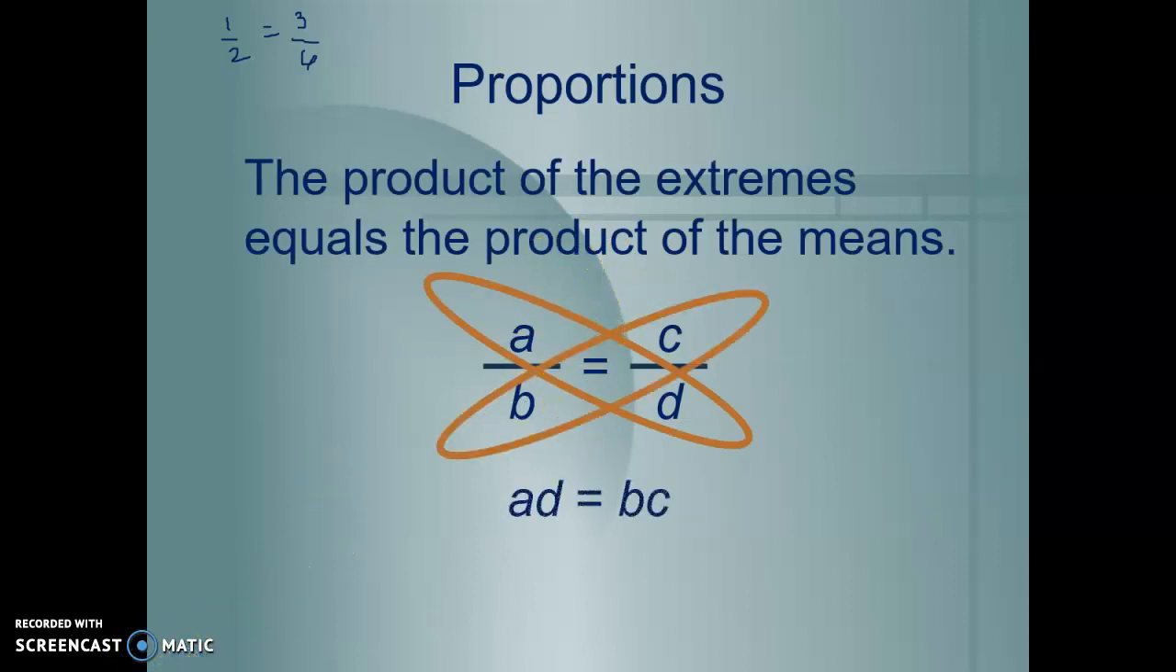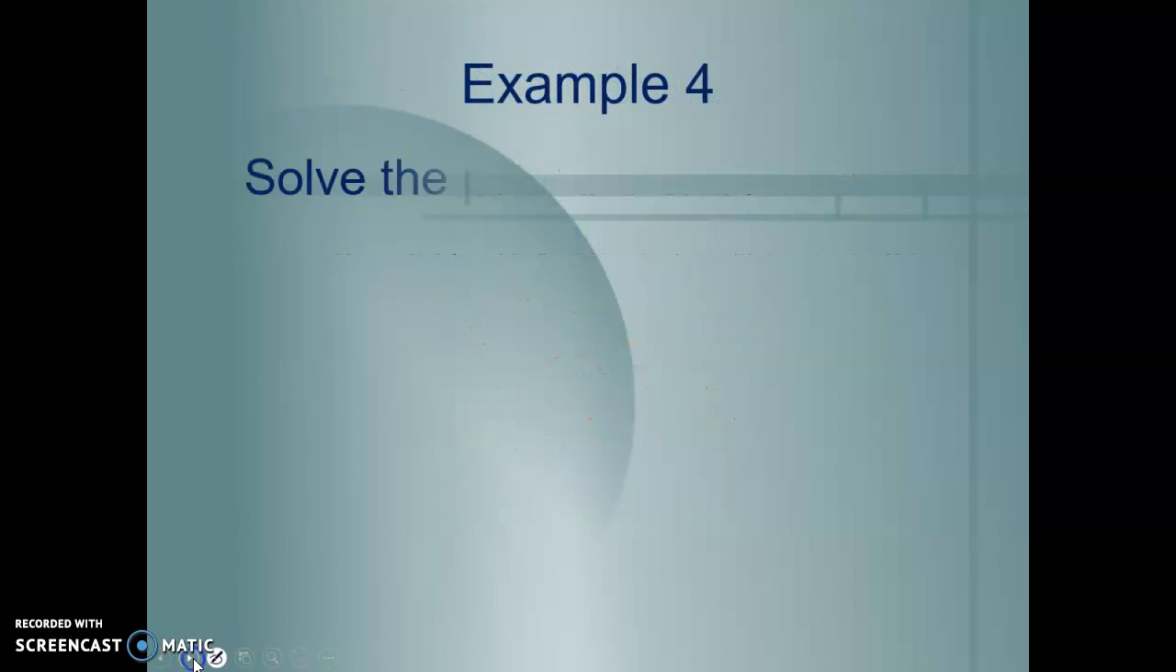Product just means multiplication. So A times D is equal to B times C. Let's see if that's true using some numbers up here. Okay, 1 times 6 should be equal to our means, 2 times 3. And if we multiply that, we see 1 times 6 is 6, 2 times 3 is 6, 6 equals 6. That is true. So we can use this rule, the product of extremes and product of means, to solve for some missing numbers. Let's take a look at what this would look like.